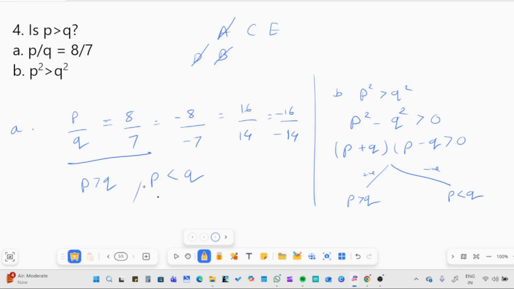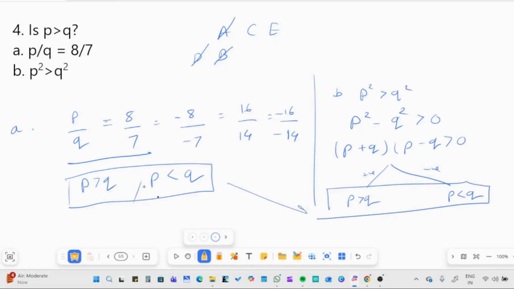It will be no help, because from the first statement we were getting that either P is greater than Q or P is less than Q. Same thing we were getting from statement B also. So even if you combine them, it will not help. So that means C is also not sufficient. That means for this question we can say that E is the answer. Neither A nor B is sufficient to get the answer whether P is greater than Q or not.